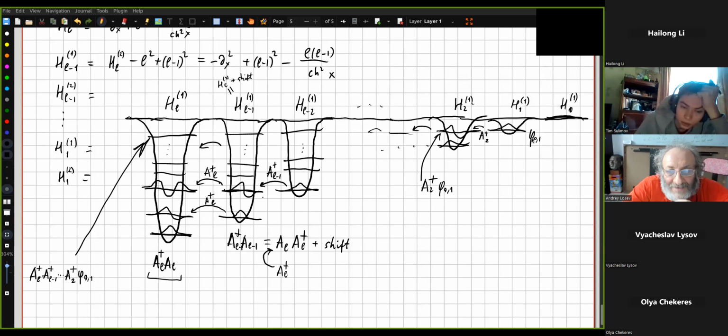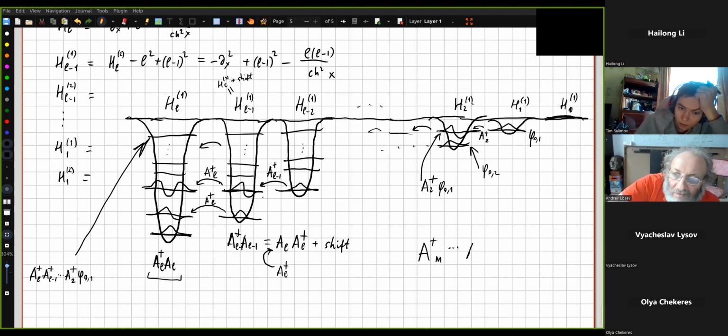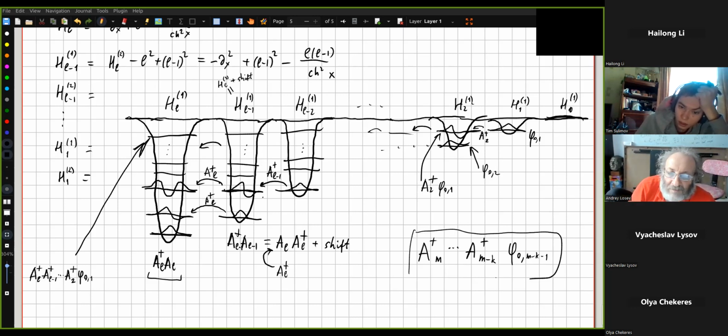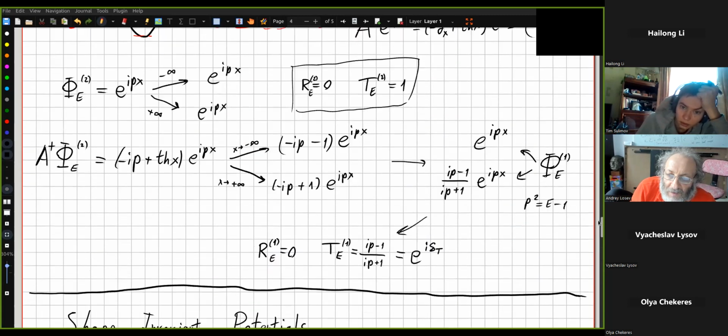Yes, since we know phi-0 1, and similarly we know, say, this one, this is phi-0 2, we know all the states in this problem in the form of some product of operators A. So with m minus k, and here we should probably have phi-0 m minus k minus 1. Let's see if it agrees with what we had in the very first example.